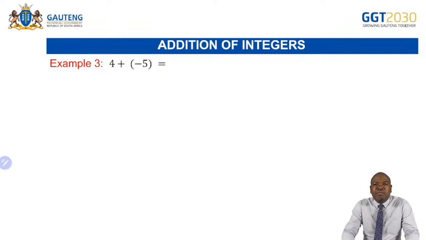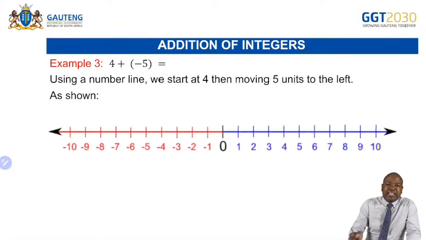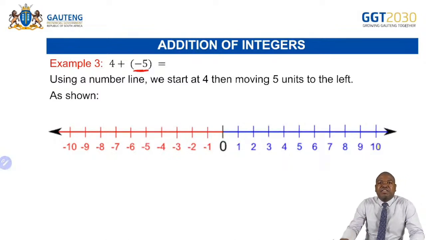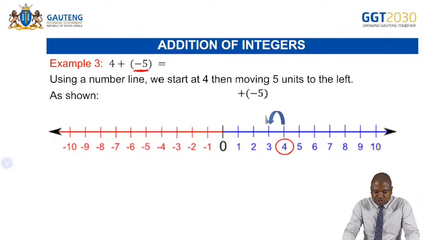We do have 4 plus negative 5. Using a number line, we start at 4, then move 5 units to the left. We are adding, yes, but the direction is determined by the number we are adding. It is a negative number. If we are adding a negative number, it shows that we have to move to the left. So we start at 4, and then we move 5 units to the left, and then we end at negative 1.